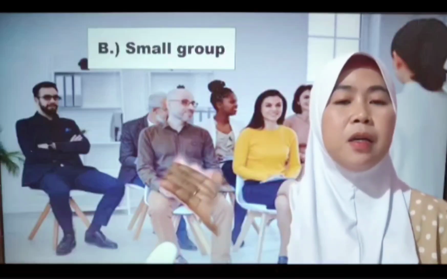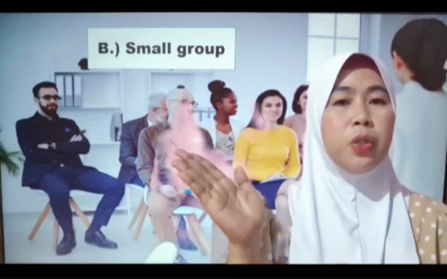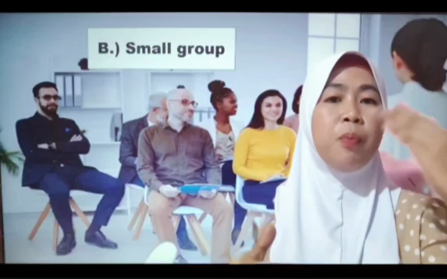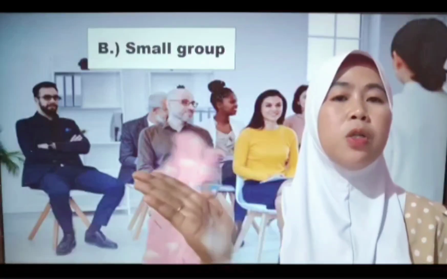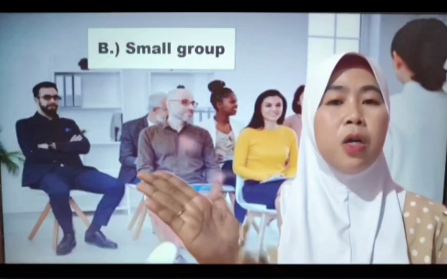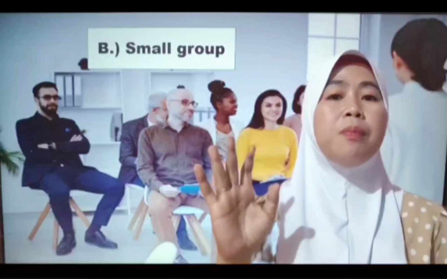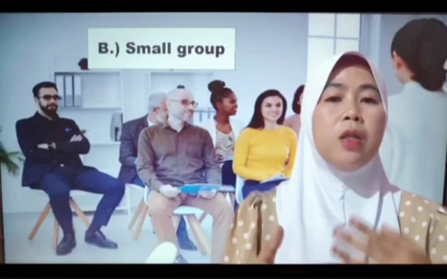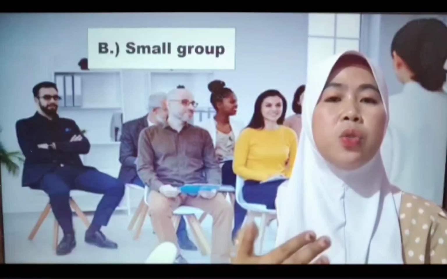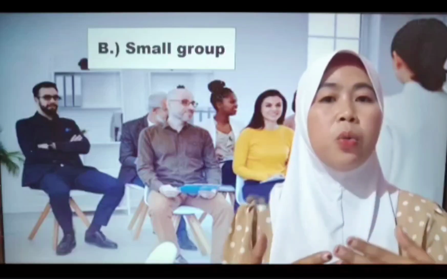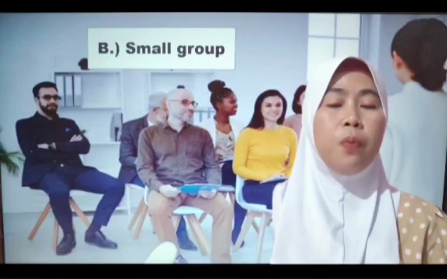So, in this slide, makikita natin yung small group. The speaker is in front of them. Well, the small group itself consists of 3 to 12 people. So, in order for them to listen and to be active participants as your audience, you have to set a neat seating arrangement of your audience, even though they are a small group of people. So, don't mind that they are only a small group.